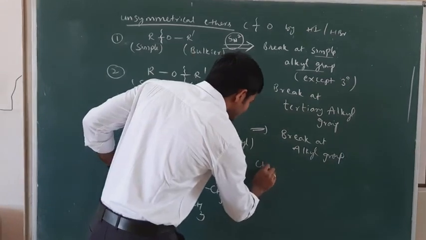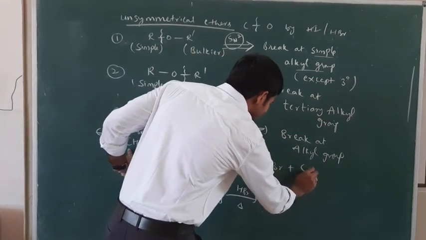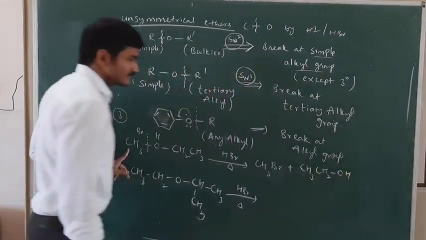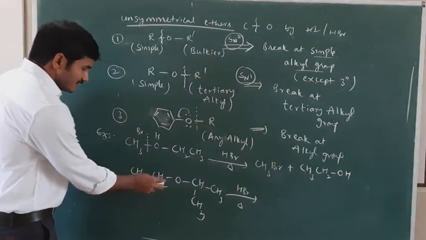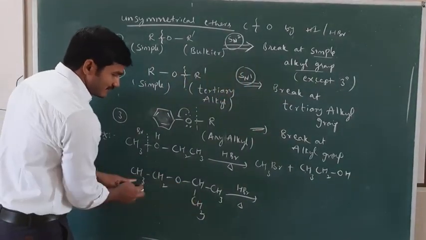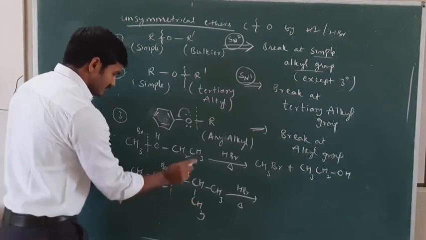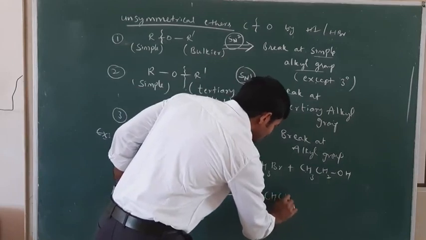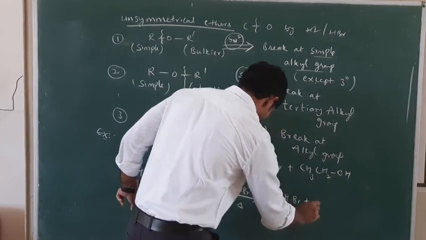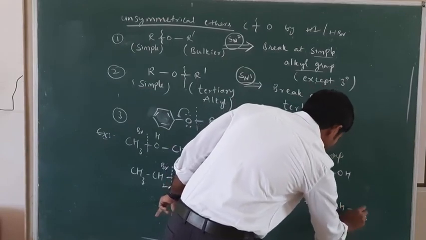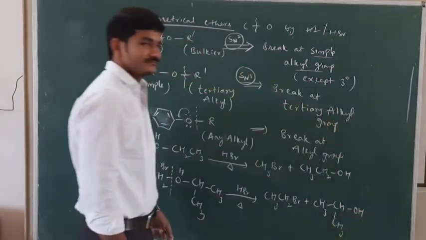So the product is CH3Br plus CH3CH2OH. And here it is simple, here it is bulkier. Comparing, this is bulkier, so break at simple. With HBr, the product is CH3CH2Br plus CH3CHCH3OH.